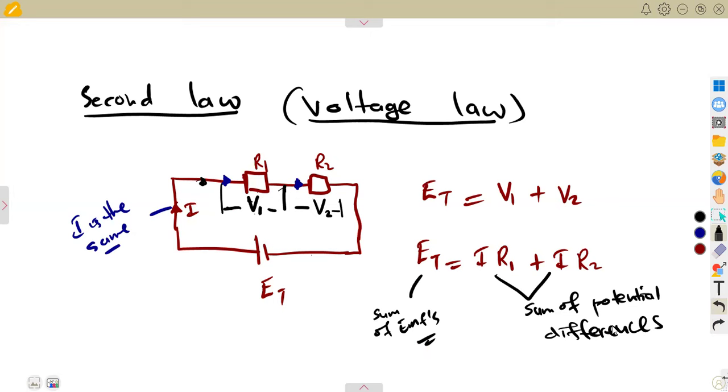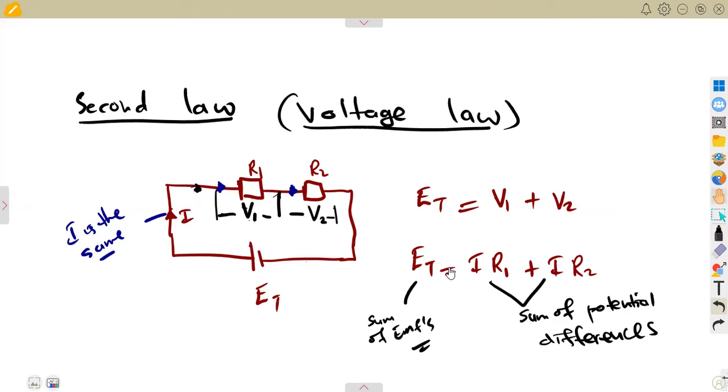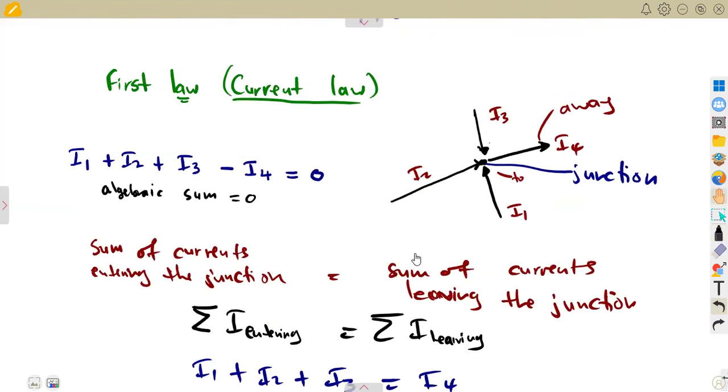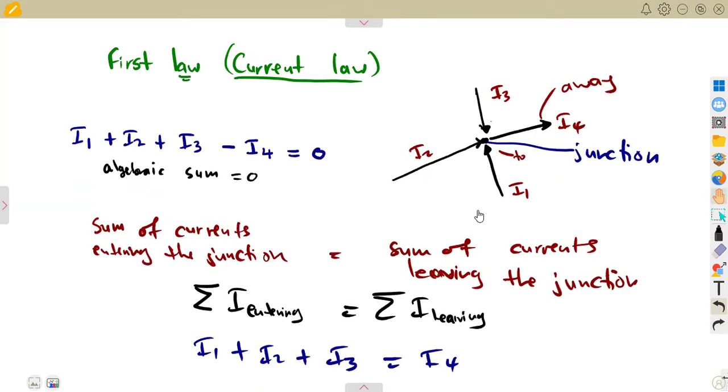So these two laws can be used hand in hand. The current law and the voltage law. We don't just expect a question. Yes, we can have a question which is just on the current law.